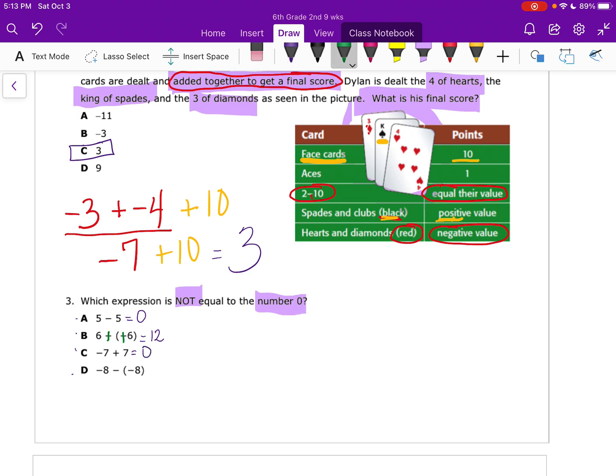And then negative 8 minus negative 8. So we're going to keep-switch. We're going to change that to plus a positive 8. So 8 negatives and 8 positives. That also equals 0. So which expression is not equal to 0? B. You see how clear and sure we are? By doing each one, we know for sure that B is not equal to 0 and the rest are.